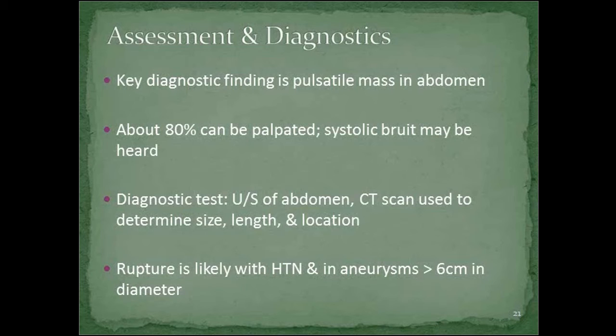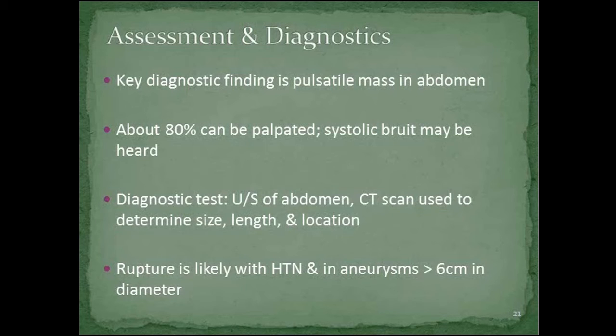Ultrasound of the abdomen and CT scan are the two diagnostic tests. Ultrasound just gives us a good picture. CT is better because it lets us see how big it is. The actual size is going to be measured in centimeters. Length, and then the location: if it's high, thoracic, if it's around the renals, or if it's low, below the renals. CT scan is going to give us a really good picture of it, okay?